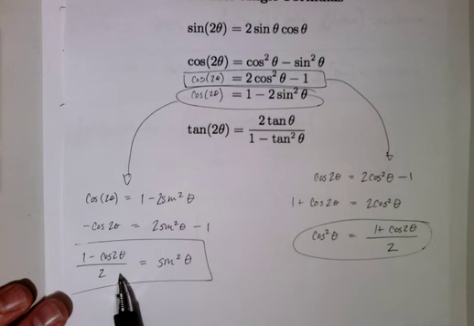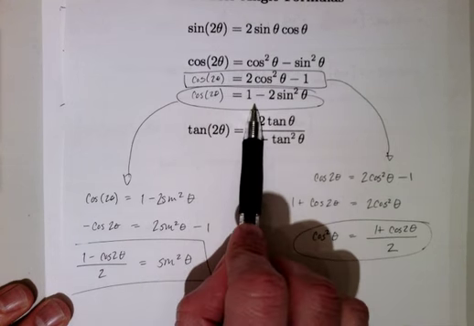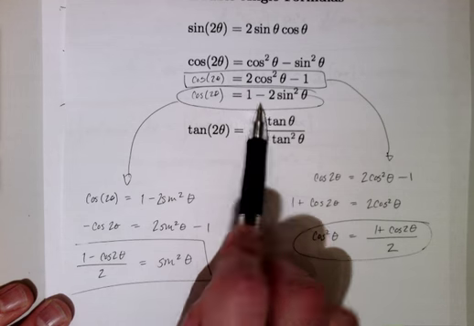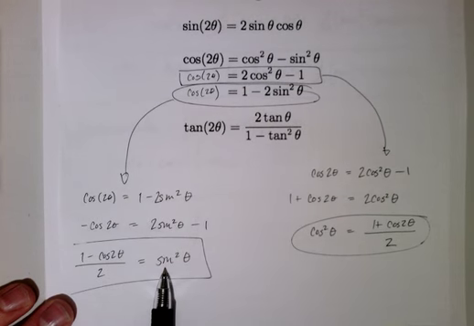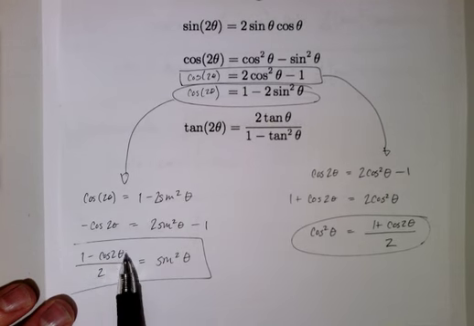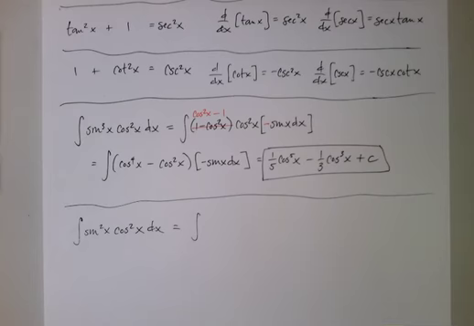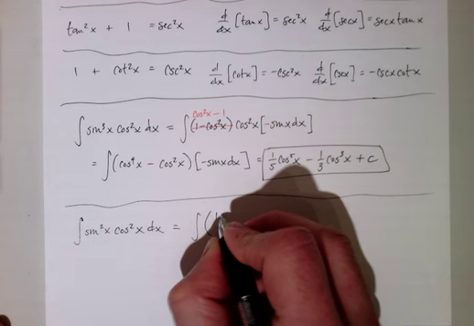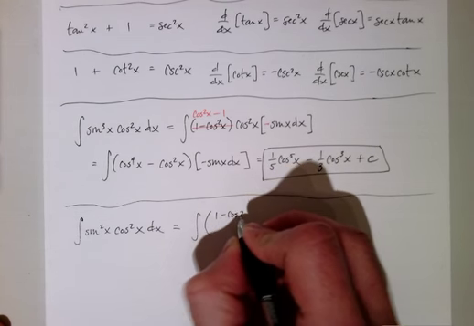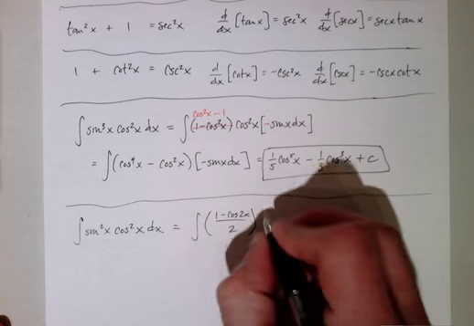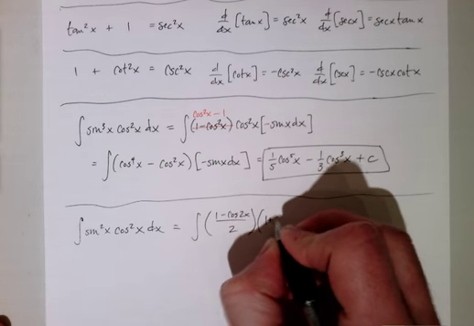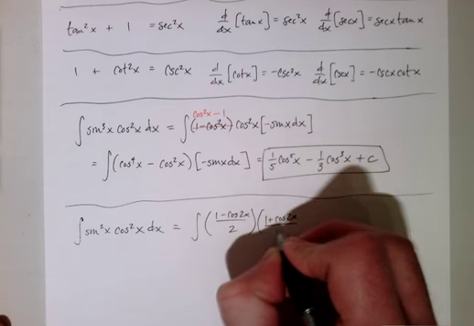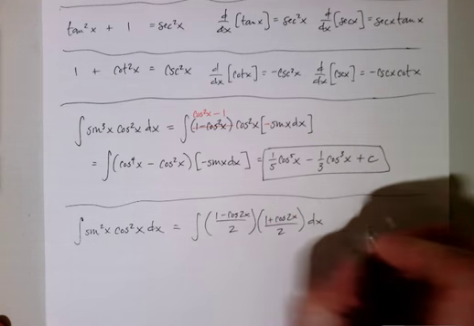And I made a similar move over here from the third form of that double angle identity for cosine to show you once you've isolated sine squared that it's 1 minus cosine 2 theta over 2. Okay. Well, let's use both of them. And so I have (1 minus cosine 2x)/2 times (1 plus cosine 2x)/2 dx.